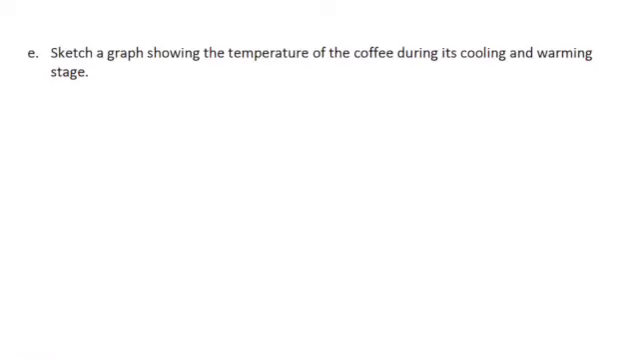Part E then says sketch a graph showing the temperature of the coffee during its cooling and warming stage. So we want both of our functions, just like a hybrid function. Because it's an application, we're just going to draw up the first quadrant. This axis here is going to be little t for time, and this will be capital T for the temperature.